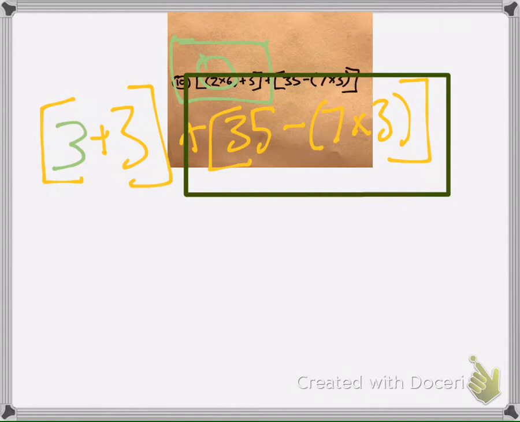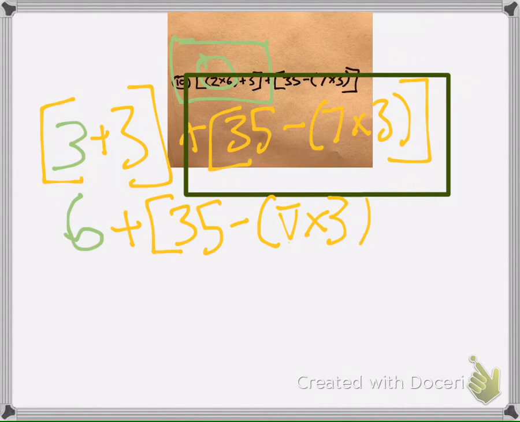Now, I got to finish my first bracket, so 3 plus 3 gets me 6. And then I'm going to rewrite everything else out. Plus 35 minus 7 times 3. Sorry about the mess, the marker is acting up a little bit. And now, since we have finished with the first bracket, we're going to hop into the second bracket. So 7 times 3 is a parenthesis right over here, so I'm going to start with that. 7 times 3 is 21.